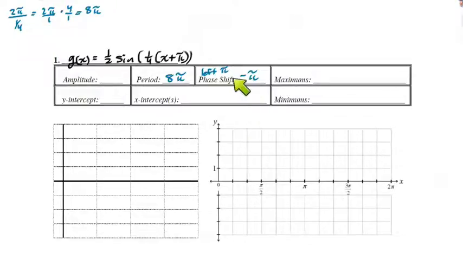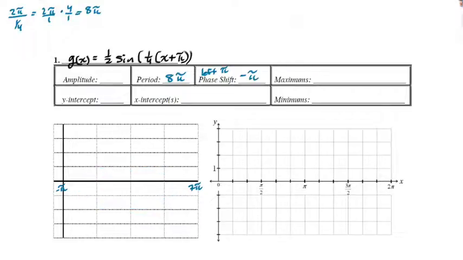Now, if we're going left pi, then that means we're not going to start at 0. What are we going to start at? Negative pi. We have to go back 1. Now, what is our period? Our period is 8. So if I go negative pi plus 8, what would this number be? 7 pi. Negative 1 plus 8? 7. Okay, let's find these other ones in here.